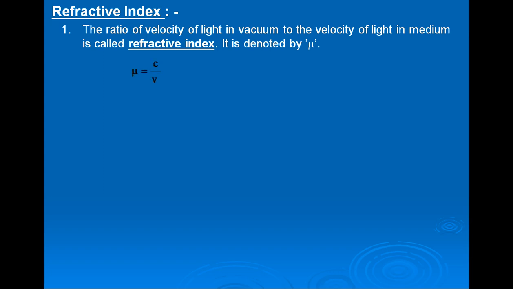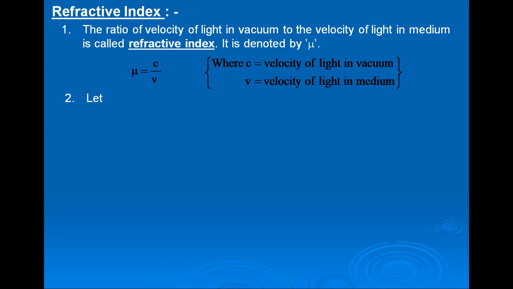So mathematically, mu is equal to C upon V, where C is velocity of light in vacuum and V is velocity of light in medium. So this is the first definition of refractive index.